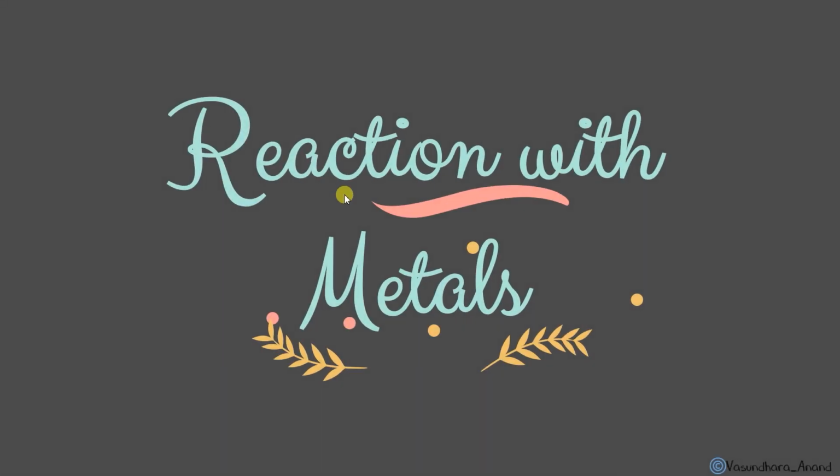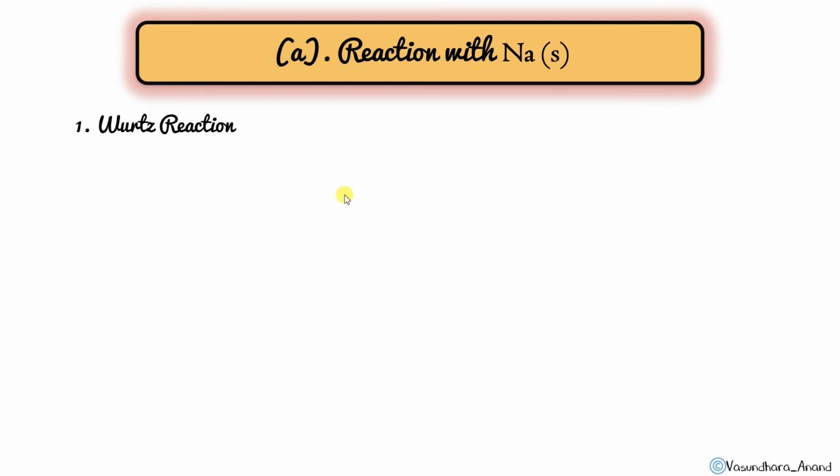Now reaction with the metal, and this is the third type of reaction. That means first we have done SN1, second elimination, third is reaction with the metal, and then the reaction of haloalkanes will be over. Okay, so let's do it quickly. It is a very easy topic. So reaction with sodium, we know it is a basic thing, we are doing it since class 11th.